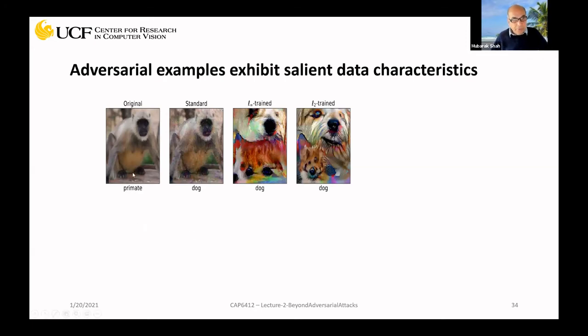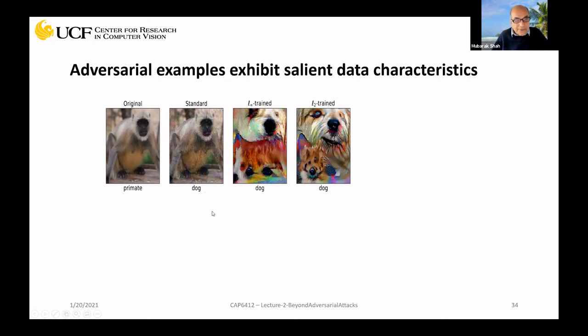So here we have an original image of a primate, and we want to change it. We want to make the maximum change we can make. So this is the maximum change we can make, and it looks like this, and it is classified as dog. But this is a standard classifier.